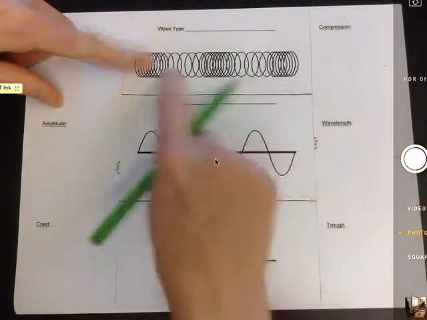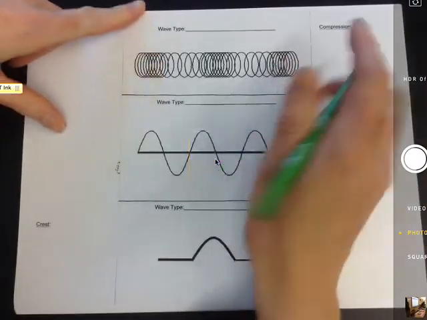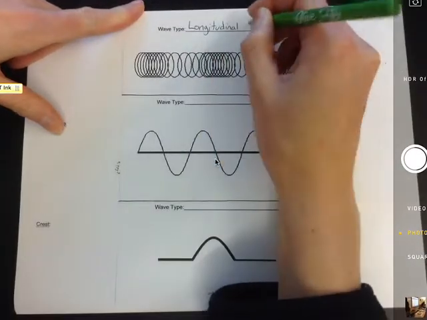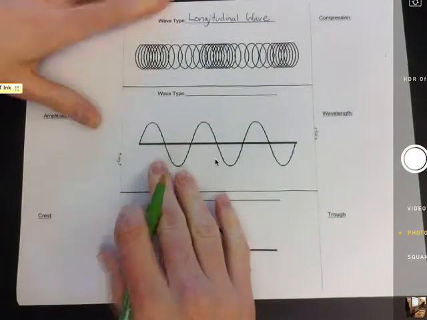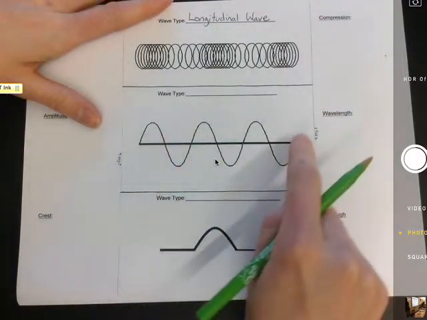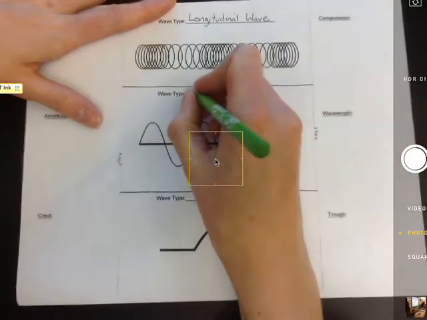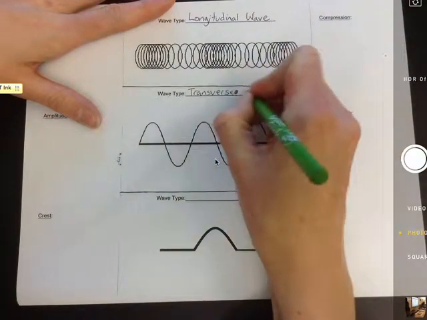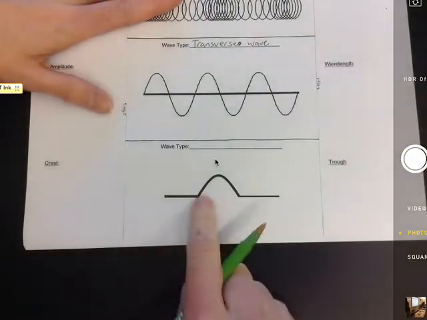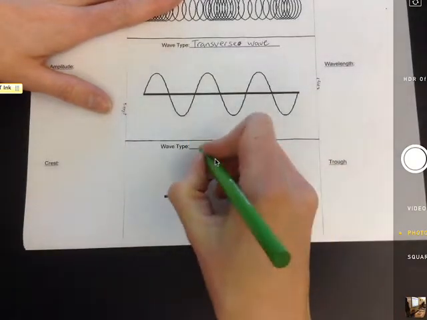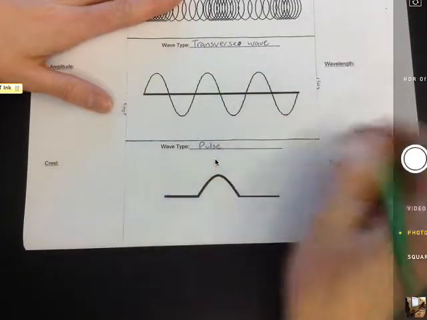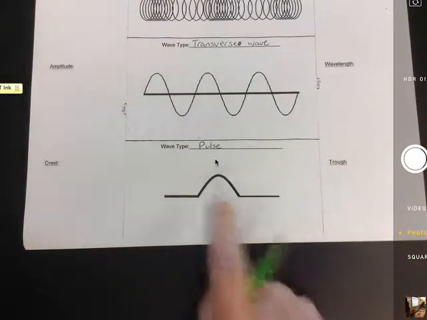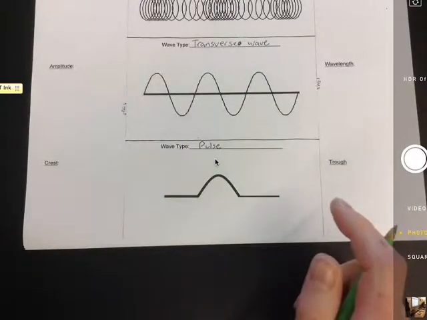And the first type up here, when those particles are squished close together and far apart, this is called a longitudinal wave. This next wave, where the particles go up and down or back and forth across a spot, this one is called a transverse wave. And this down here, where there's just a single disturbance, this one is called a pulse. Now, a pulse could be a transverse or a longitudinal pulse. This pulse happens to be transverse because it looks like part of that transverse wave.